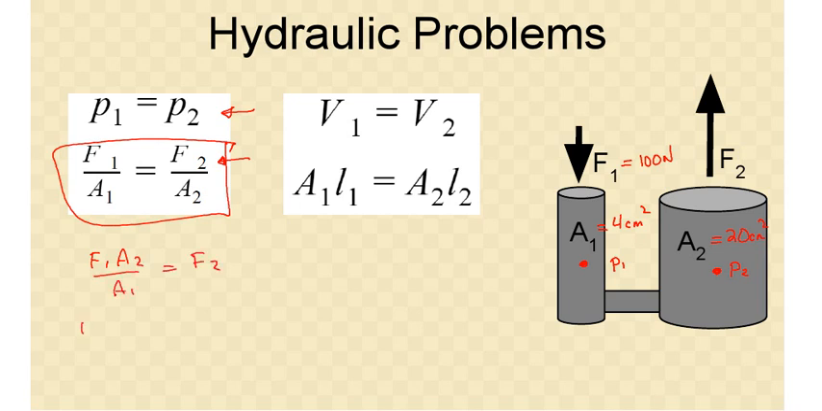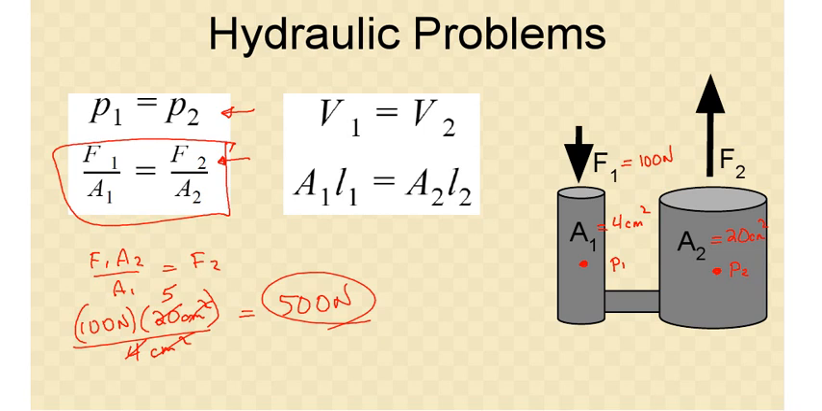Force 1 here was 100 newtons. A2 is 20 square centimeters. A1 was 4 square centimeters. The square centimeters cancel out. That's what I was saying about the units not really mattering. If you convert one, then you're going to convert the other, and all the conversions cancel out too. 4 would go into 20 5 times. 5 times 100 would be 500 newtons. I just made myself 5 times stronger here. I push down with 100 newtons. I get 500 newtons out.